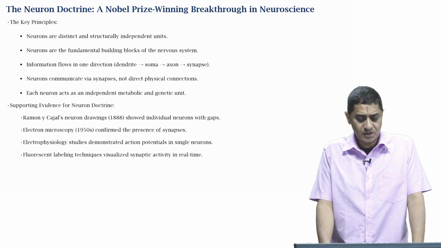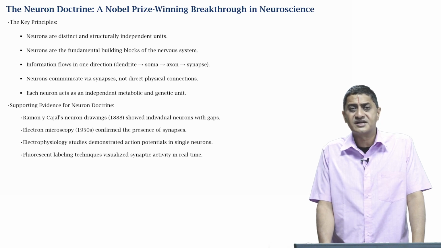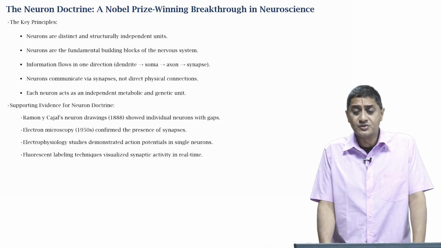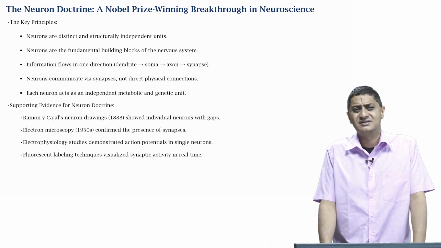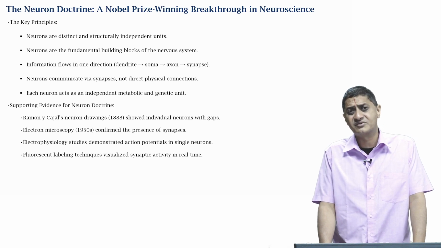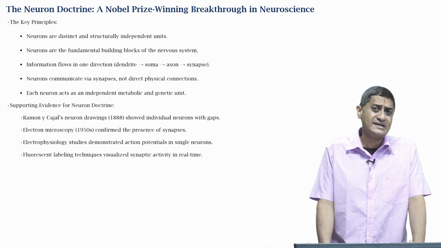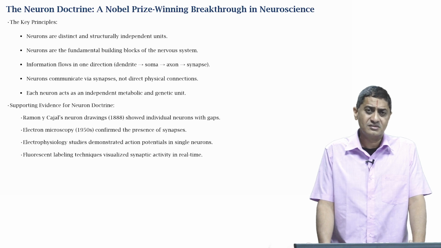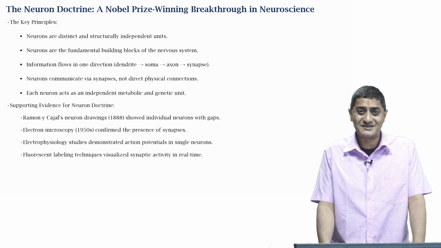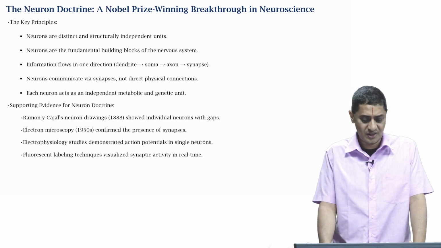The supporting evidence for the neuron doctrine came from the drawings of Santiago Ramon y Cajal that showed individual neurons with gaps between them, but decisive evidence was to come only 50 years later, or even more than 50 years from the time Cajal theorized this. When Cajal theorized this, it was 1889, 1890, 1891. About 60 years later is when electron microscopy became popular, and it confirmed the presence of synapses and the presence of gaps between the neurons.